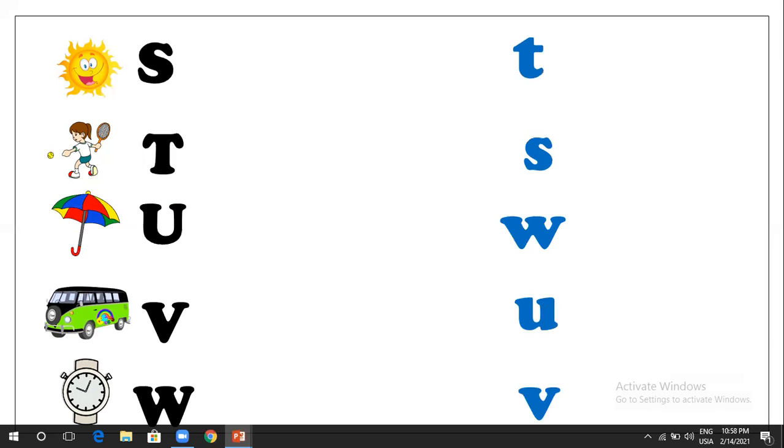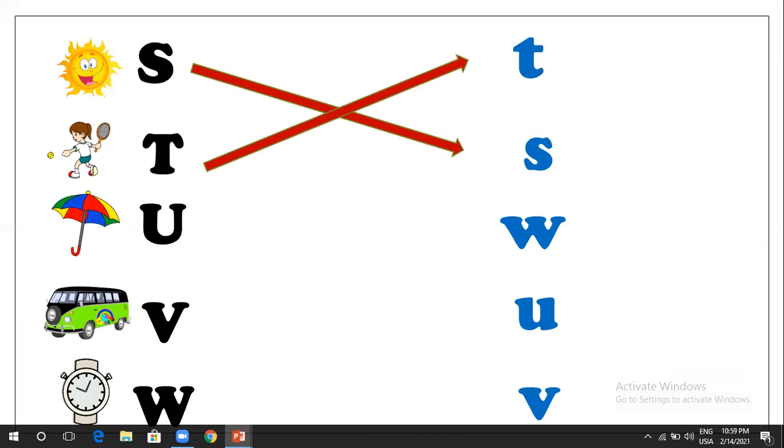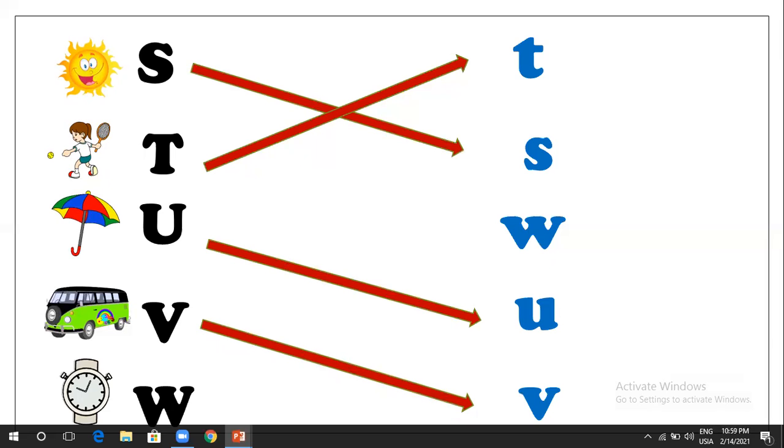We are going to match capital letter with the small letter. S, capital S, small s. Capital T, small t. Capital U, small u. Capital V, small v. Capital W, small w. Great.